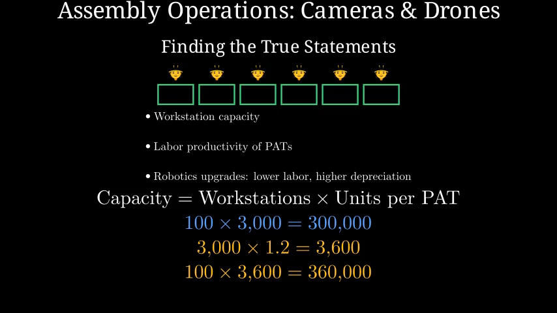Now, let's summarize the true statements. Statement A is that increasing the number of workstations directly increases the maximum annual production capacity as long as there are enough teams to staff them. That is true. Statement B is that investing in robotics reduces labor costs per unit, but increases depreciation costs. That is also true. Statement C is that the maximum capacity of the plant equals the number of workstations multiplied by the annual output of the project assembly teams. That is the same formula we used, so it is true as well.